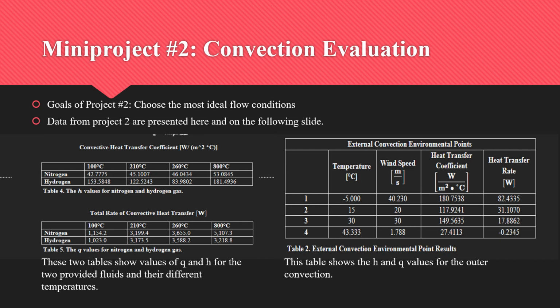For the internal convection, nitrogen and hydrogen were observed at four different temperatures. The total rate of heat transfer was obtained for each condition, and the gas with the lowest heat transfer rate was selected for use. In this case, it was found to be hydrogen.